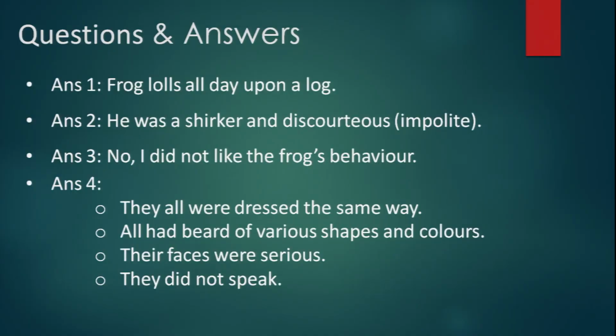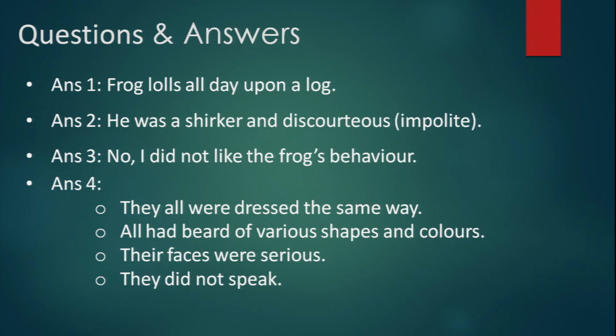The first question was, what did the frog do all day long? The answer is, the frog lolls all day upon a log. That means he was lying on the log all day and he was not doing any work. Now, the second question was, what other words can you think of to describe the frog? Here I chose shirker and discourteous. Discourteous means impolite, and shirker means a person who makes excuses to not work. So he does not do any work. Shirker is that kind of person. So here I have chosen shirker and discourteous.